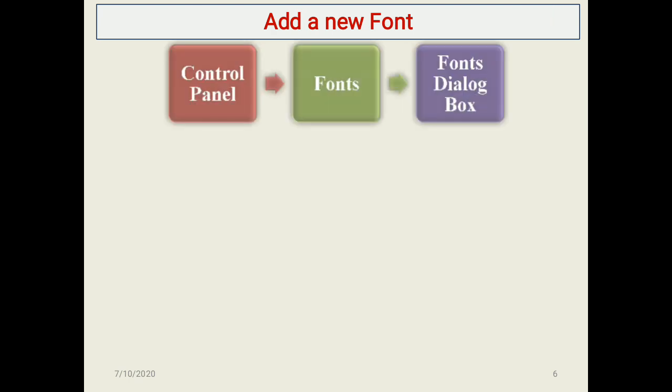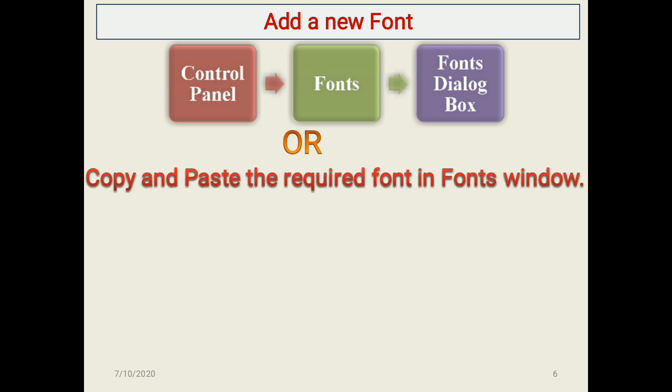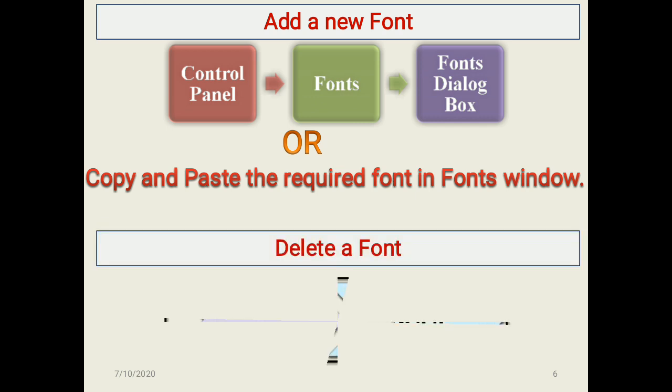Now how to add a new font? Click on the fonts option from the control panel. The font window appears showing the available fonts in your system. Step 2, open the folder where you have stored the font file. Step 3, drag the font file to the fonts dialog box. The font will be added to the list, or you can copy and paste the required font in the fonts window. Now how to delete a font?